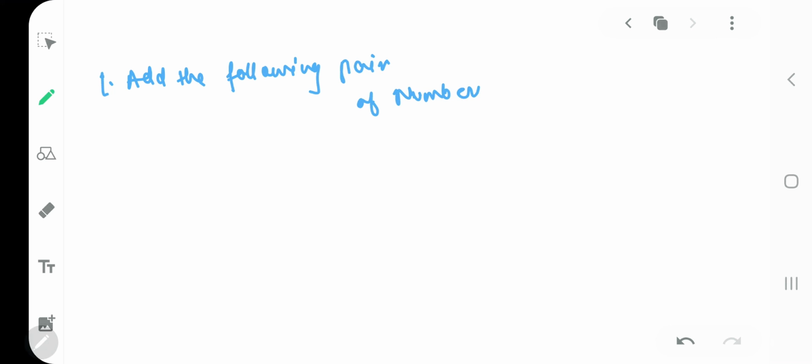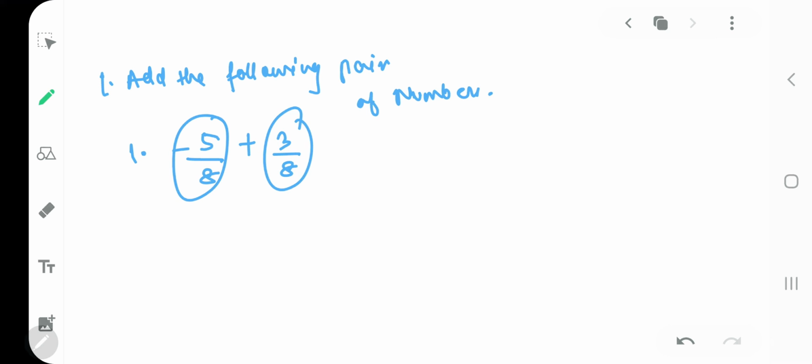Number 1, if I give you to add the following pair of numbers. Suppose first I give you minus 5 by 8 and 3 by 8. Fractions like these are called like fractions because they have the same denominator. In that case, adding or subtracting becomes very easy because the denominator is the same. You do not have to take any kind of LCM. So the answer will be minus 1 by 4.